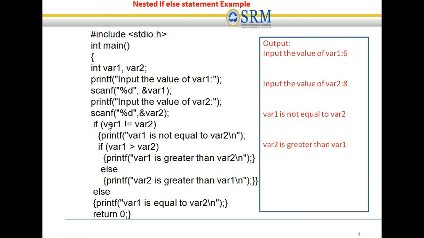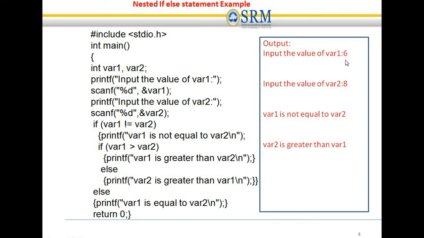Then it will check if variable 1 is not equal to variable 2, and it will print immediately "variable 1 is not equal to variable 2". You will get the output like this. Again it will check whether variable 1 is greater than variable 2. If it is true, this statement will be executed. Is it true or not?